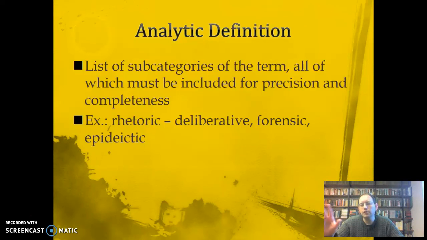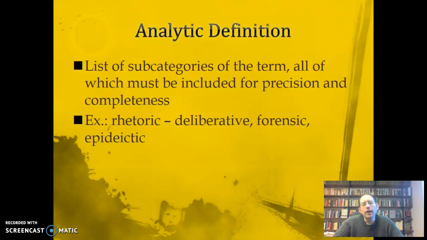Enumerative: qualities, attributes, experiences. Analytic is just the categories that make up the thing. Like this example of rhetoric. An analytic definition would be: there are three kinds of rhetoric, deliberative, forensic, and epideictic. Those are an analytic definition of what rhetoric is. It's the art of oratory that has three kinds, and those are your three categories. You say all of them, and that makes your analytic definition.